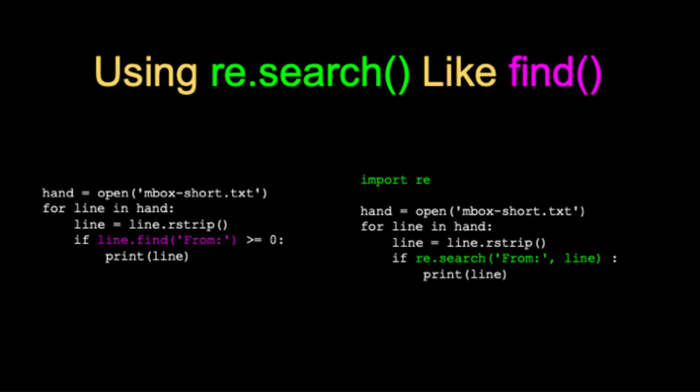positions. Consider a simple task, reading a file and printing every line that contains the substring From. Using standard string methods, you would use a loop and the find method. With regular expressions, you can accomplish the same task using re.search. The pattern you provide is simply the literal string From. The re.search function scans the line and returns a match object if From is present. This example shows that for simple literal matches, regular expressions offer no immediate advantage over string methods. Their power lies in their ability to generalize.